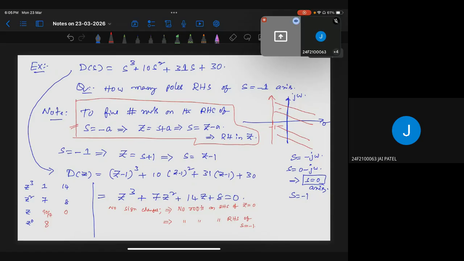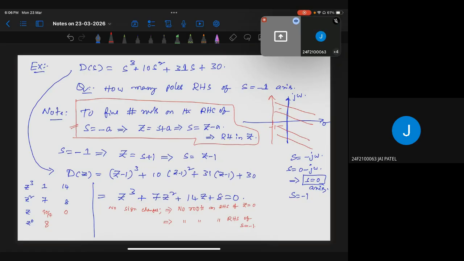Is this clear? Any query? Any query? I'm hoping that you understand the basics of this RH criteria. Next, in root locus also we'll try to use this, to see how the roots are going forward.